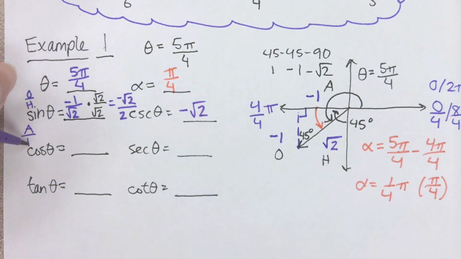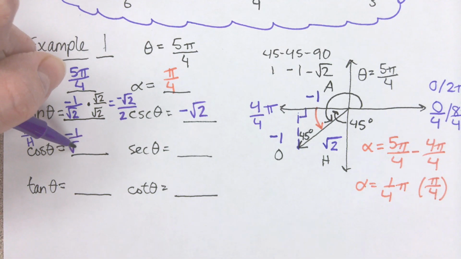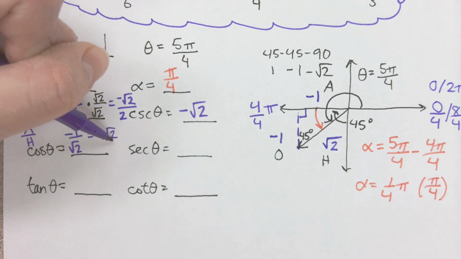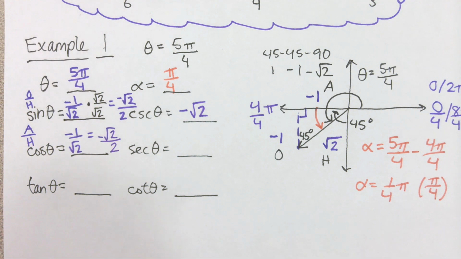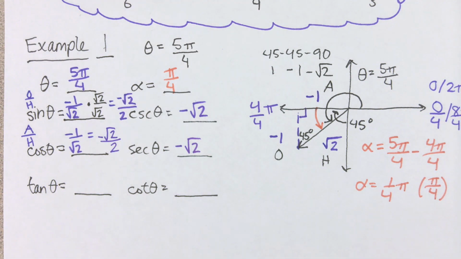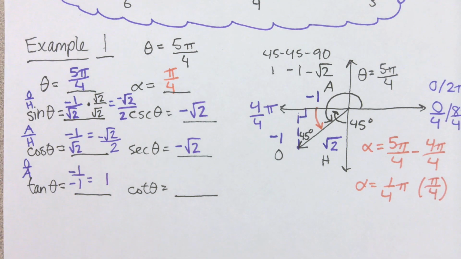Cosine is A over H, and we're going to get the same thing. -1 over the square root of 2. So I know my result is going to be negative square root of 2 over 2. And secant and cosecant are going to be exactly the same as well. Tangent, O over A. That's -1 over -1, which is just 1. And if we flip that, cotangent, it's still going to be 1.